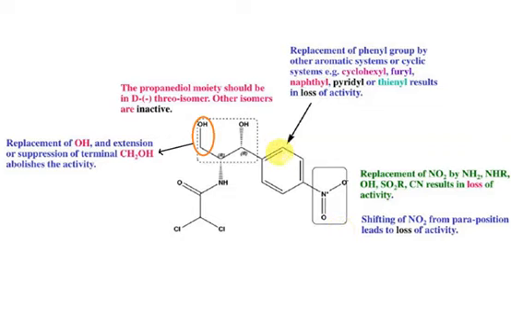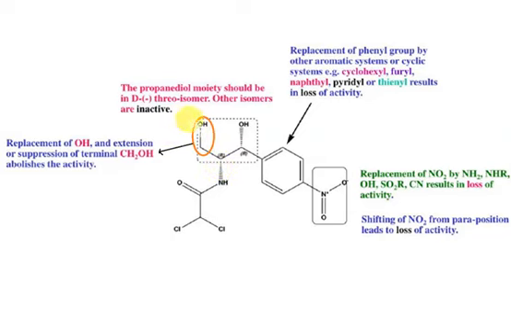Then this is the benzene ring. It has been found that if we convert this benzene ring to some other ring system, like cyclohexyl, furyl, naphthyl, or pyridyl, the activity is lost. It means we must have a phenyl group here, right? Now we have these two groups here. These must be erythro to each other, right? That means they must have the same configuration. If one is R, the other should be R. If one is S, the other should be S. If we change the configuration, activity is lost. So these must be erythro to each other.